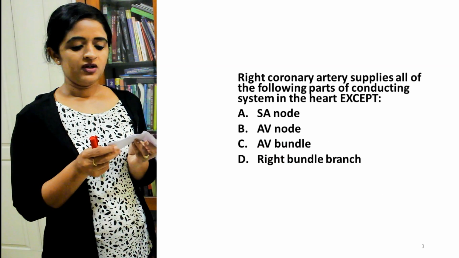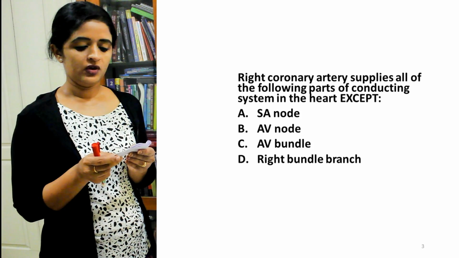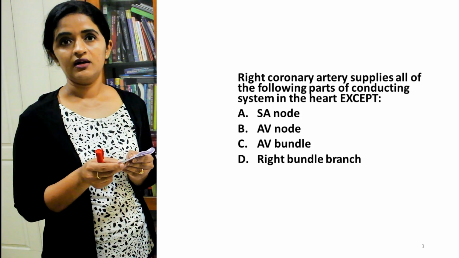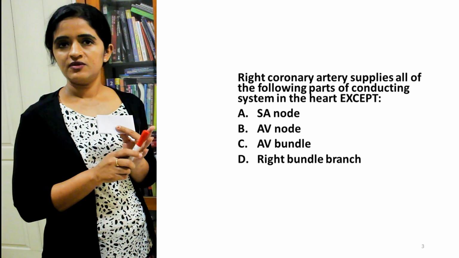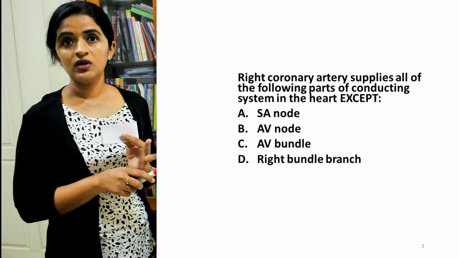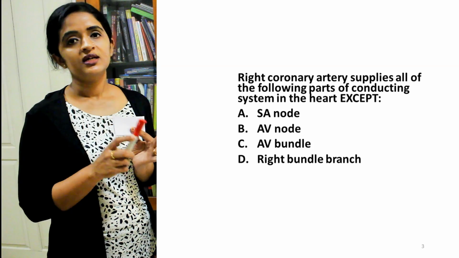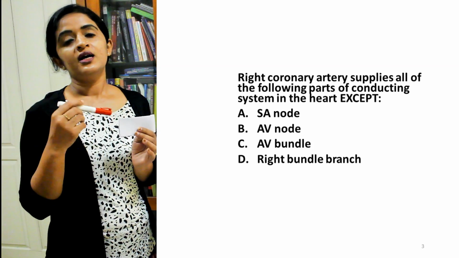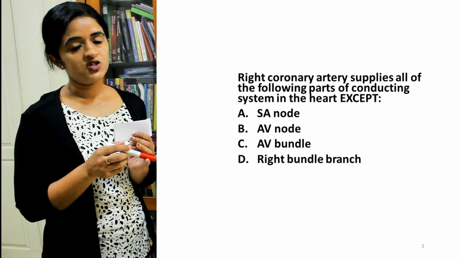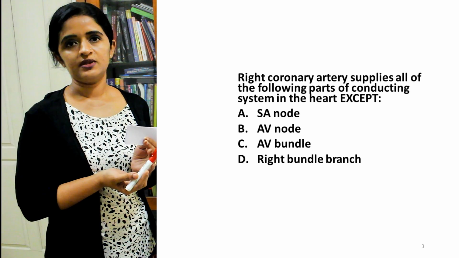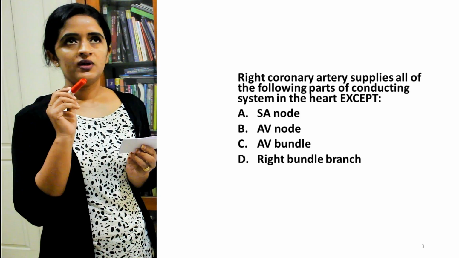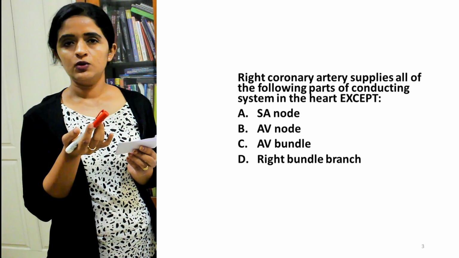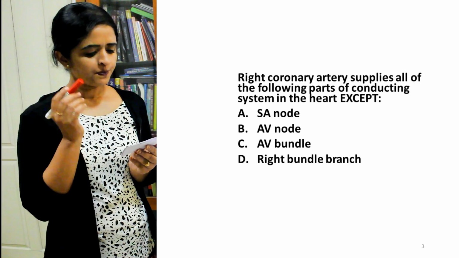Next question: the right coronary artery supplies all of the following parts of the conducting system of the heart, except? The conducting system of the heart starts from the SA node, then to the AV node, then to the bundle of His, then it divides into right and left bundle branches, then finally the Purkinje fibrils, isn't it? So that is what is meant by the conducting system. The SA node and AV node, definitely you know, are supplied by the right coronary artery.